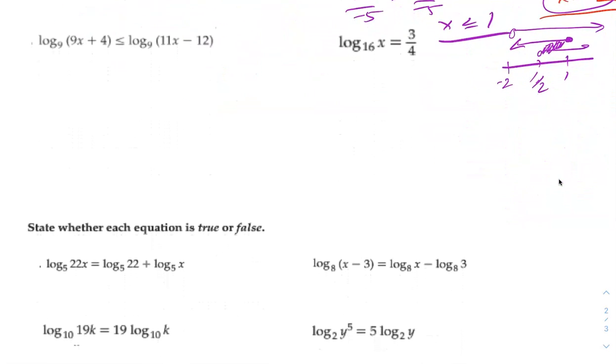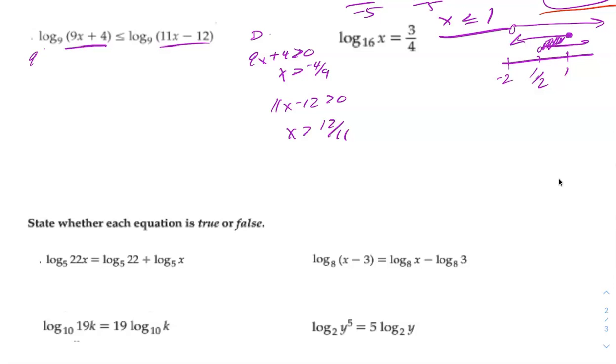Next one, same idea. I gotta do the domain first. 9x plus 4 is greater than 0. X is greater than negative 4/9. That kind of sucked. 11x minus 12 is greater than 0. So x is greater than 12 over 11. Okay, and then we gotta solve it.